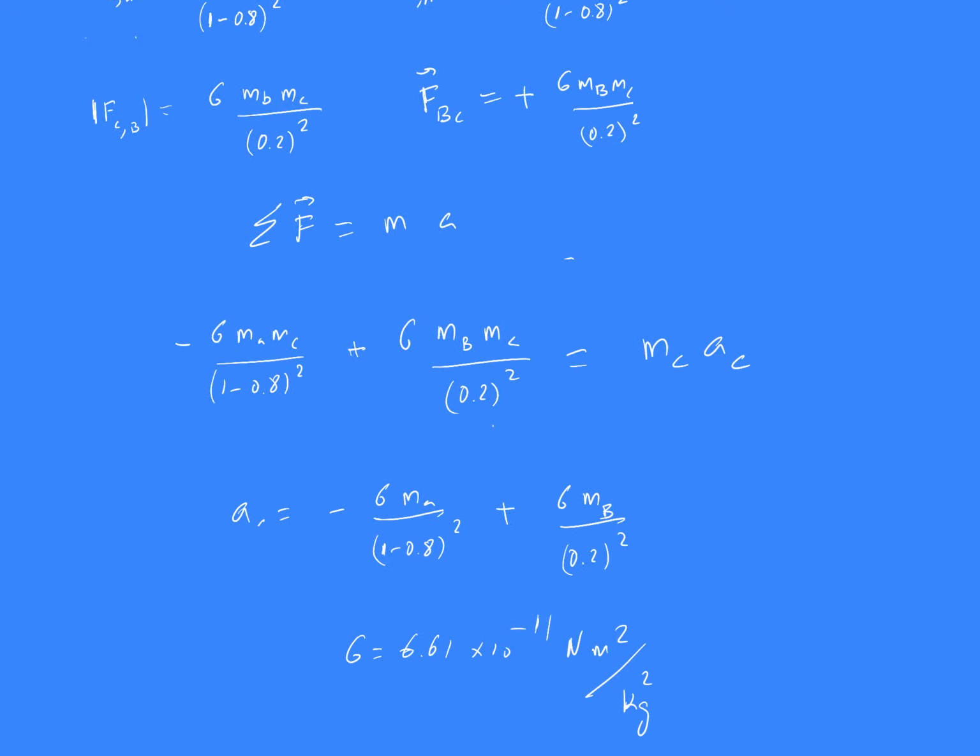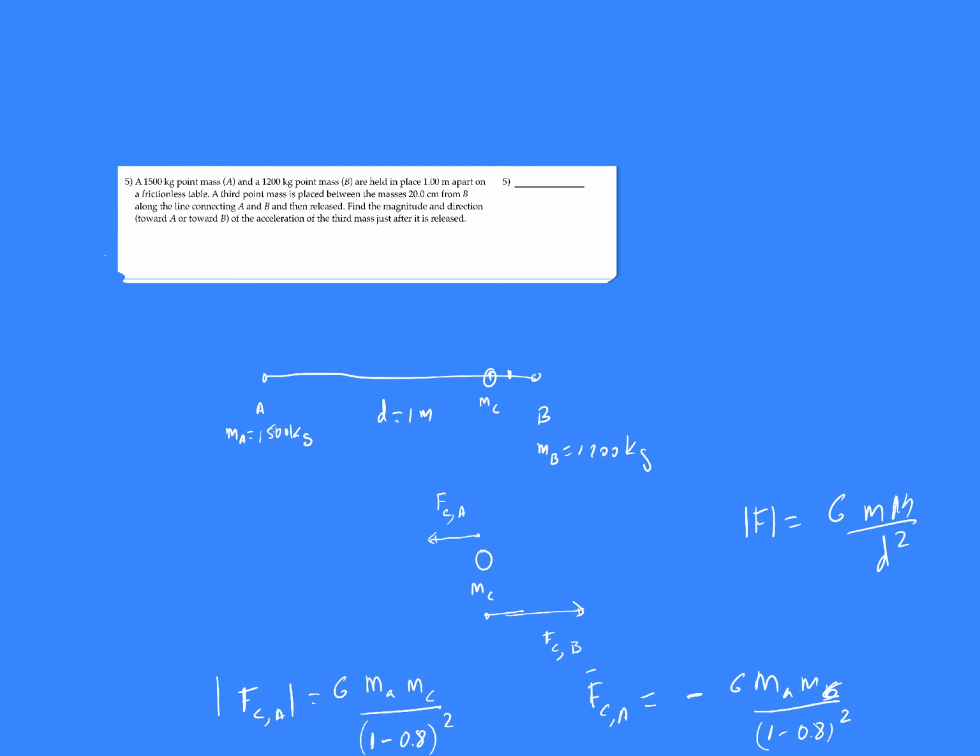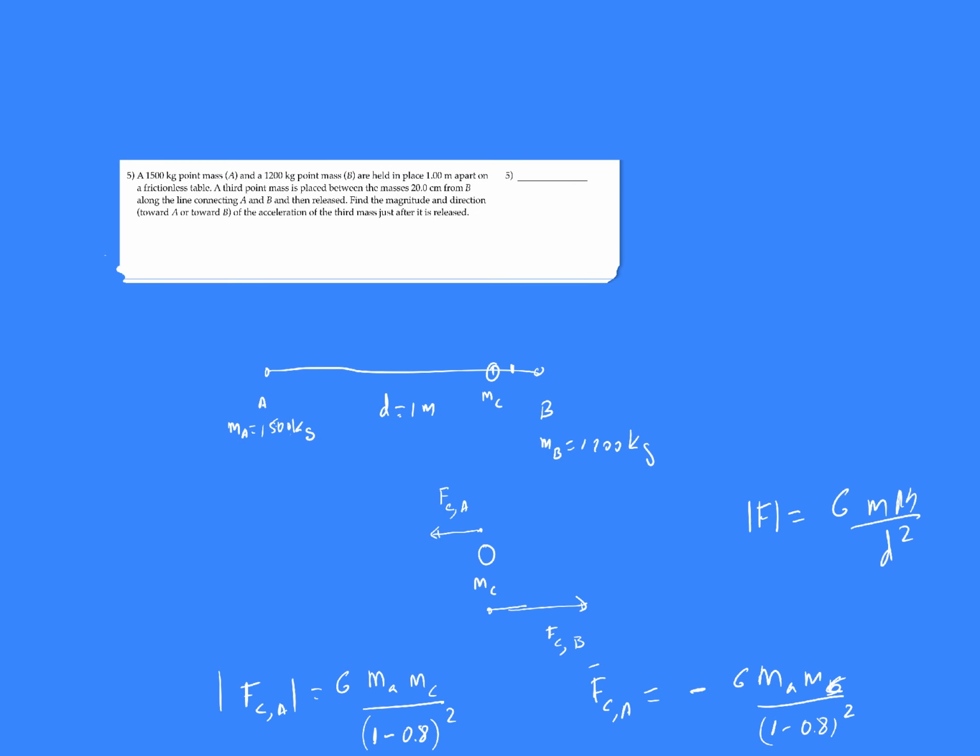I think this is all. Oh no, there is one more problem. Let's go. You have two masses, one of 1,500 kilograms and the other of 1,200 kilograms, A and B. The distance that separates the two masses is 1 meter.